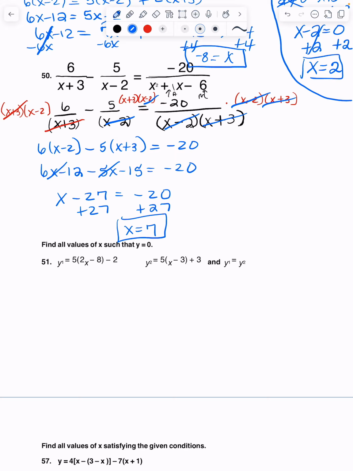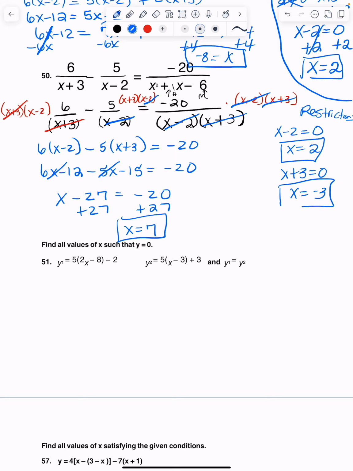Since 7 was not one of my restrictions, which we should have talked about, if I set all of those denominators equal to 0, my restrictions would have been x equals 2 and x equals negative 3. So any answer is good except those. Since 7 is not 2 or negative 3, then I could keep that as an answer. Be careful when working some of these, because you will come up to a point where one of your answers ends up being a negative 3, and you're going to have to throw that answer out.